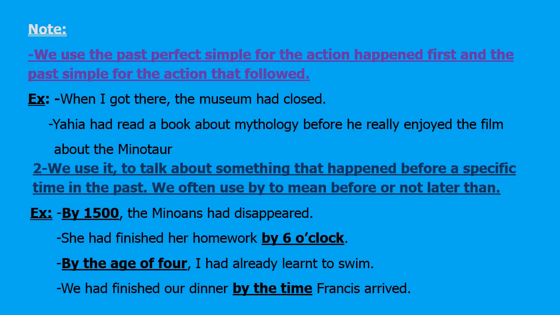So the sentence means that first she finished her homework, then it became 6 o'clock. Another example, by the age of 4, I had already learned to swim. So I learned to swim before the age of 4. The last example, we had finished our dinner by the time Francis arrived. By the time is a linking word that I use to join two sentences in the past perfect and the past simple.